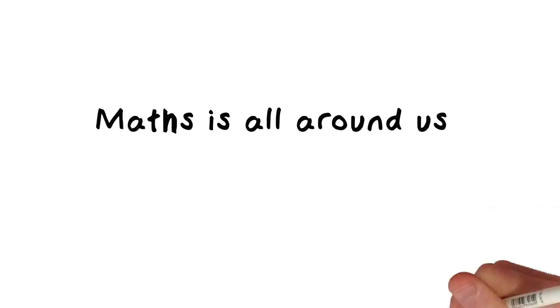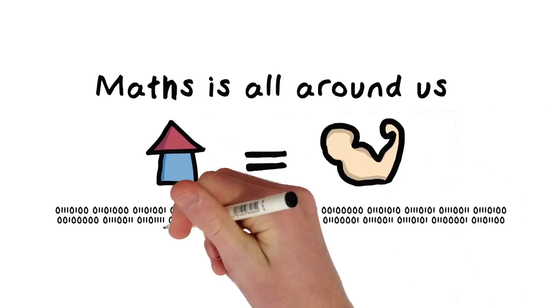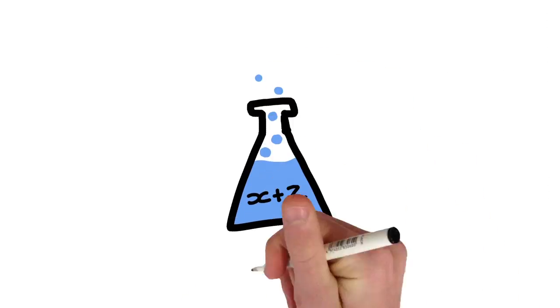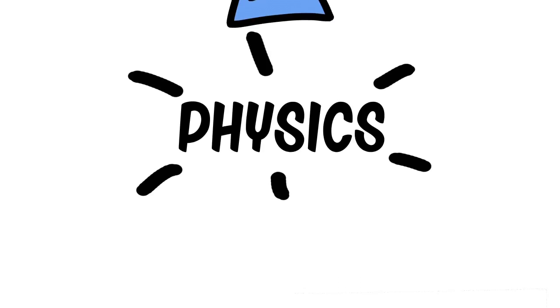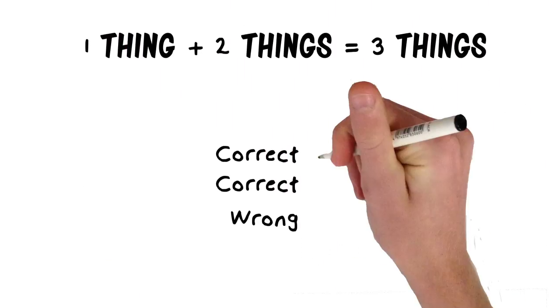Maths is all around us. It makes our buildings and structures strong or weak. It programs our computers and helps us understand things larger than ourselves. Maths is involved in many different aspects of science, especially physics. We can work out using mathematics how many things happen, but it can also help us understand what can go wrong.